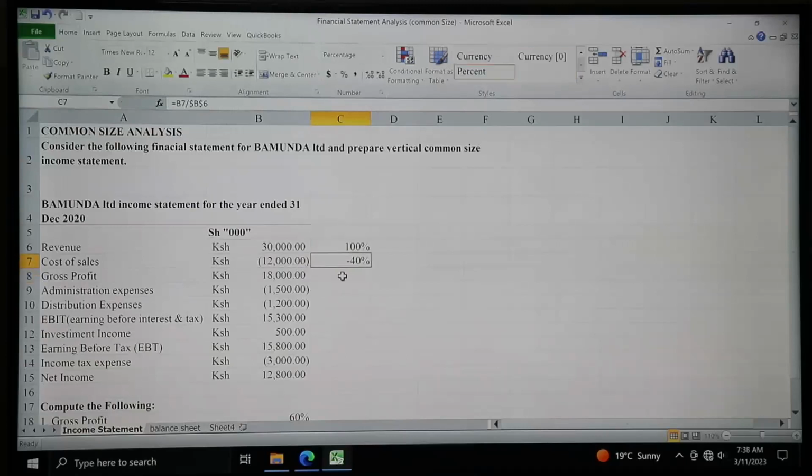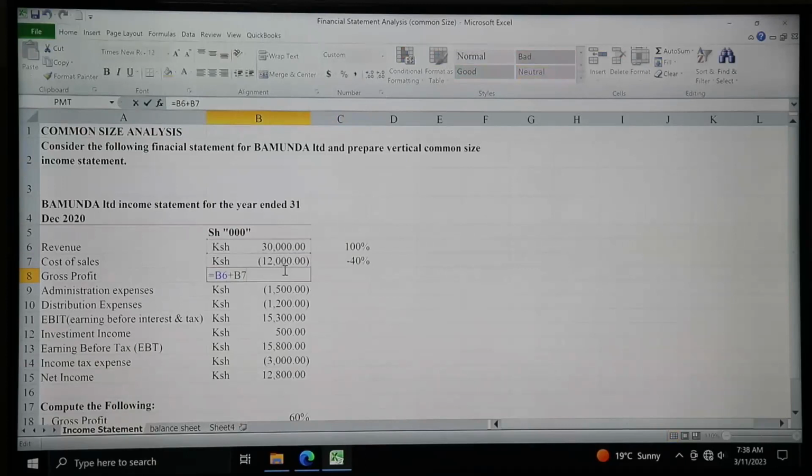We say the gross profit is already computed as what? As revenue minus the cost of sale. So you have included plus, the reason being that this is in brackets, which shows it is represented in the form of a negative. So if you say negative again, negative, negative, then you get a positive value, a wrong value.